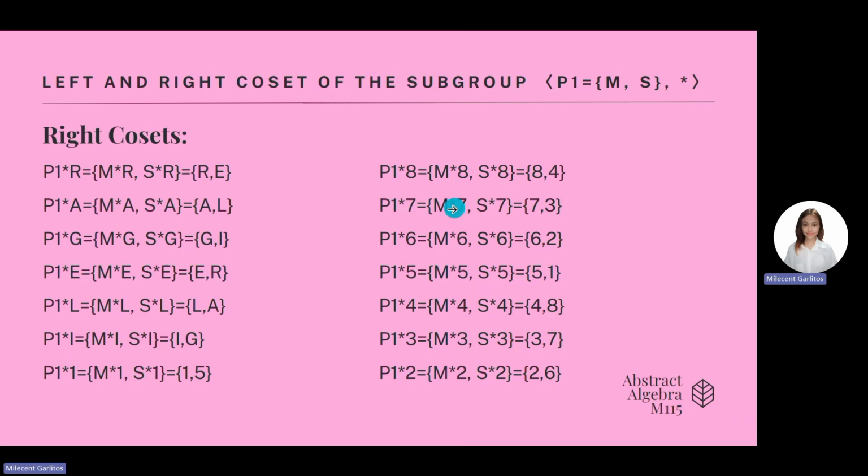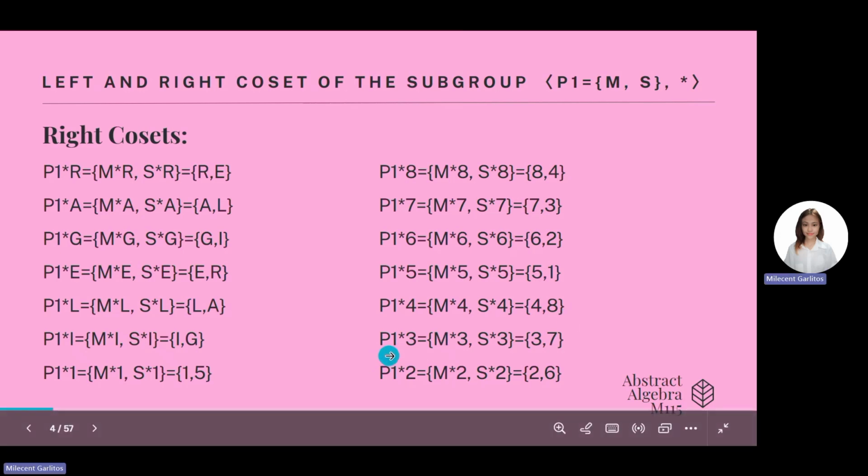For P sub 1, we operate it with the element 7. It would be M star 7 and S star 7, and the outcome would be 7 and 3. Next, P sub 1, we operate it with the element 6. It would be M star 6 and S star 6, and the outcome would be 6 and 2. Now, P sub 1, we operate it with the element 5. It would be M star 5 and S star 5, so the outcome would be 5 and 1. Next, P sub 1, we operate it with the element 4. It would be M star 4 and S star 4, so the outcome would be 4 and 8.